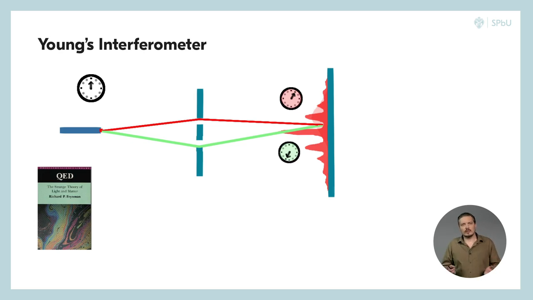The book, by the way, is called Quantum Electrodynamics, the Strange Theory of Light and Matter. It was written for a very broad type of readers, and there's almost no math in it, just the explanations. Great book. If you have not read it yet, do. Seriously.